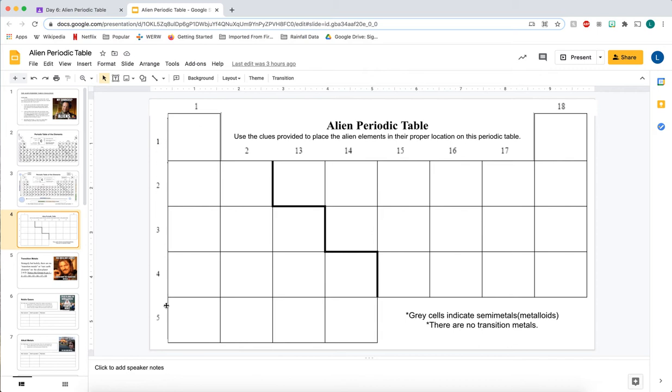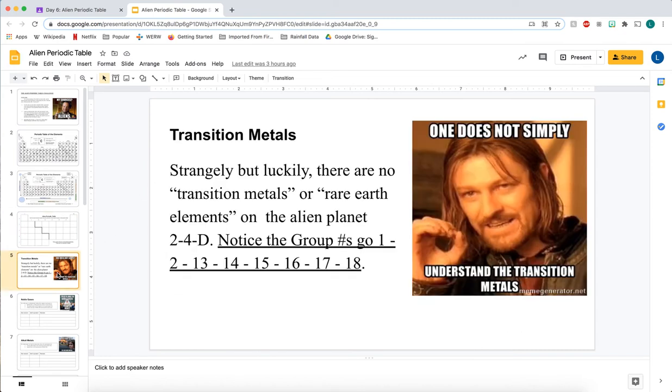I've labeled the periods 1 through 5 on the left side and groups across the top. Notice we go 1, 2, 13 through 18. We're missing 3 through 12. Why is that? Well, transition metals are tricky, and for the purpose of this assignment, we are going to drop them out and not deal with them.